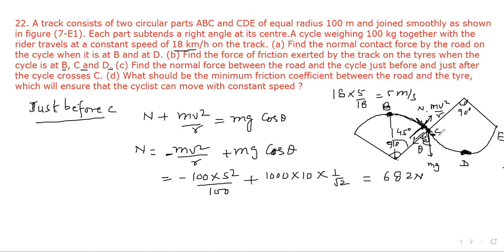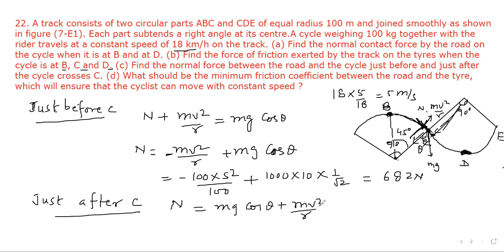Now, just after C, at this point, the situation will be a little different. mg cos theta will act in this direction, and the normal contact force will be in this direction, and the centrifugal force will also be in this direction. So just after C, N must be equal to mg cos theta plus mv square upon r. As I told you, mv square upon r will be in this direction, and mg cos theta will be in this direction. So our relation will be N equals mg cos theta plus mv square upon r.